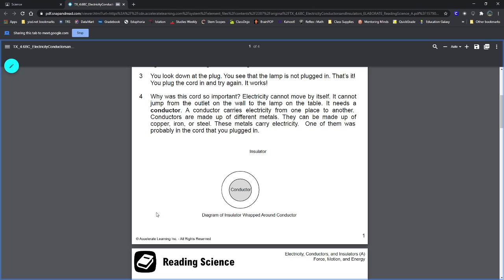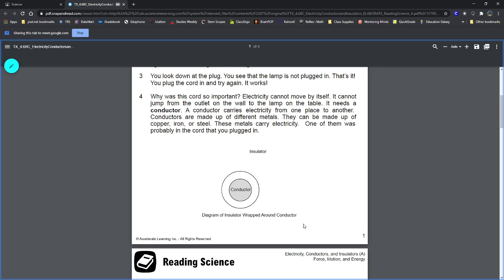So then they show us this diagram here. On the inside, it's like a dark circle and it says conductor. Now we've got a lighter circle around the outside of that. It says insulator. And underneath it, it says diagram of insulator wrapped around a conductor.